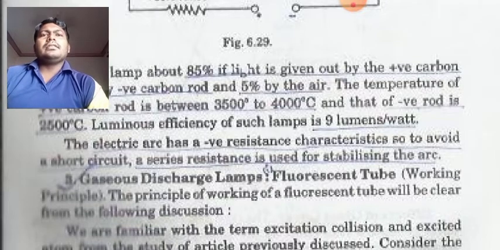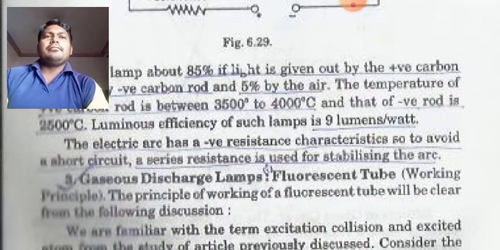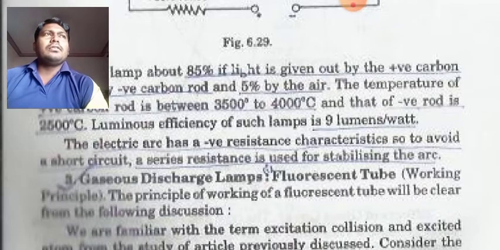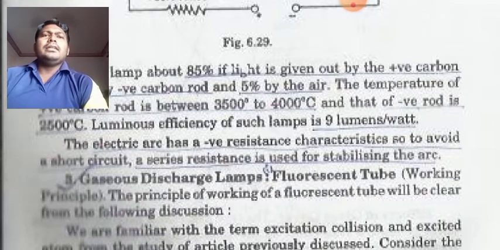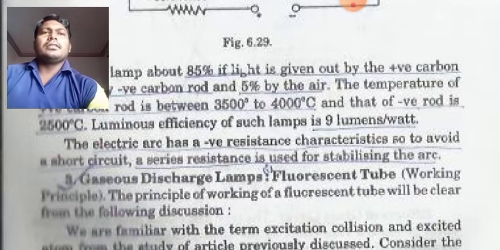Now students, we will discuss the gaseous discharge lamp. This is also known as the fluorescent tube. It is a very commonly used household illuminating source. Today this fluorescent tube is also outdated, and nowadays new technology lamps are used. But we will discuss the fluorescent tube also. Its working principle will be clear from the following discussion.